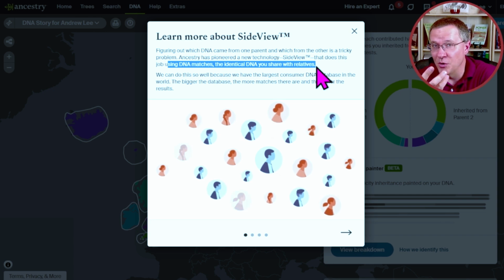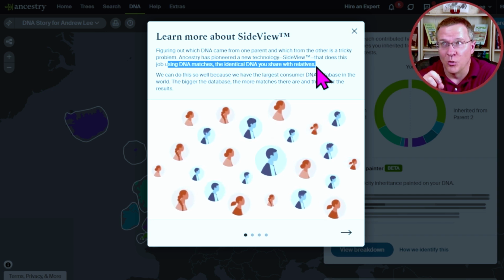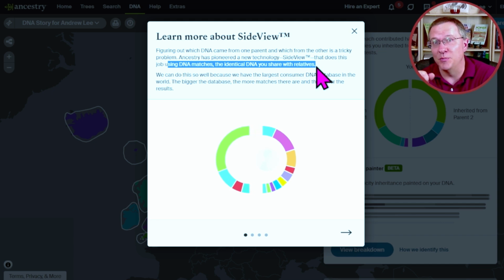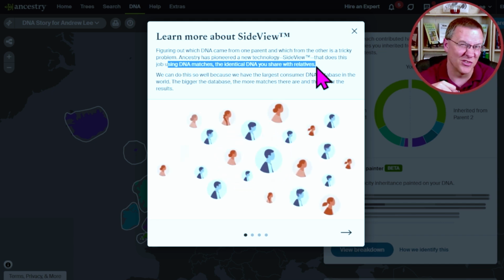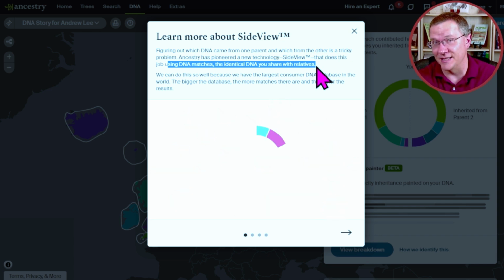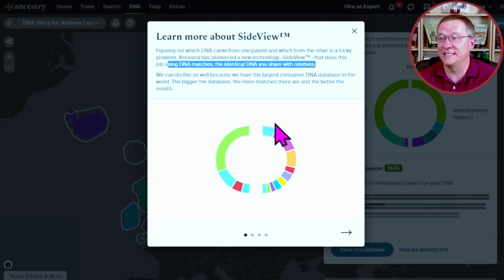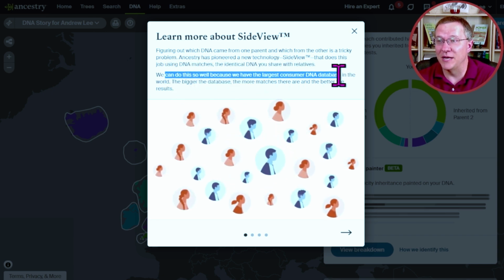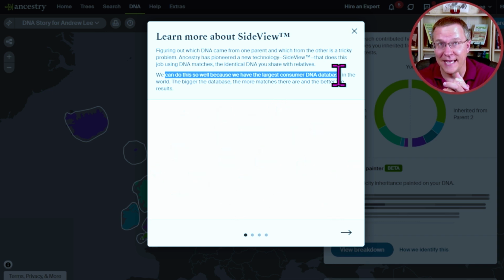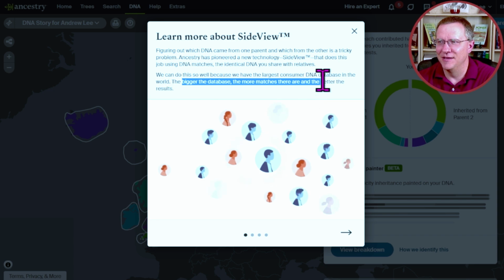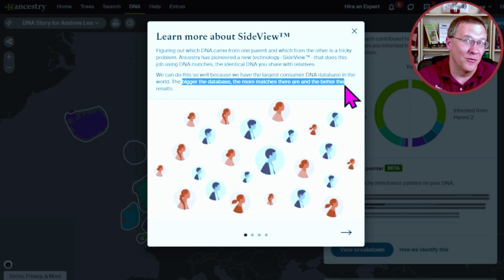So this is important. You're looking at the DNA matches and which we share with relatives. Obviously, for the most part, most people are going to be on one side of our family or the other. For instance, if you have a cousin, he's going to be on your paternal side or your maternal side. Very rarely are you going to have a first cousin or even probably a second cousin that is on both sides. Now, we can do this so well because we have the largest consumer database in the world. Absolutely. And in this case, bigger is better. And that's what they say. The more matches there are, the better the results.